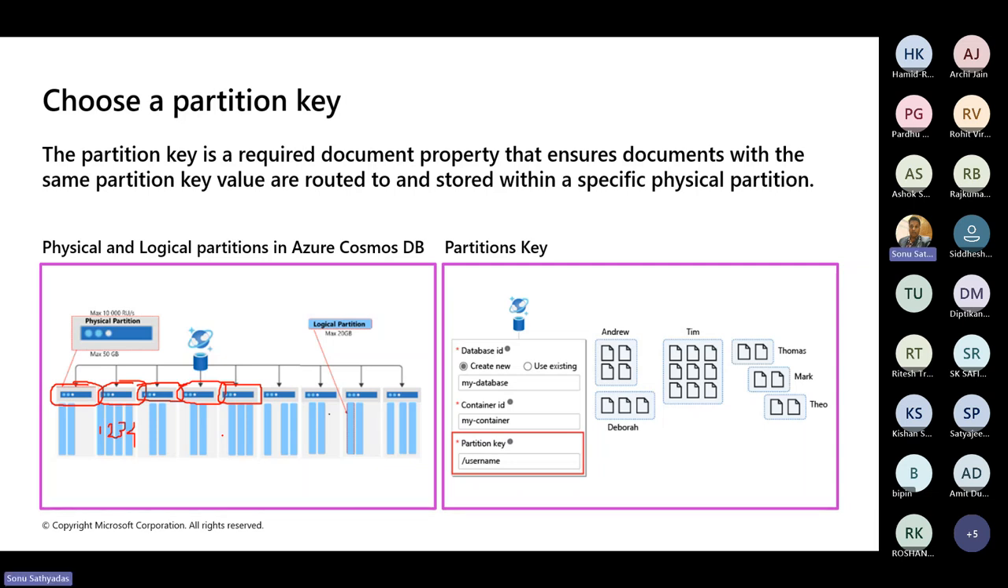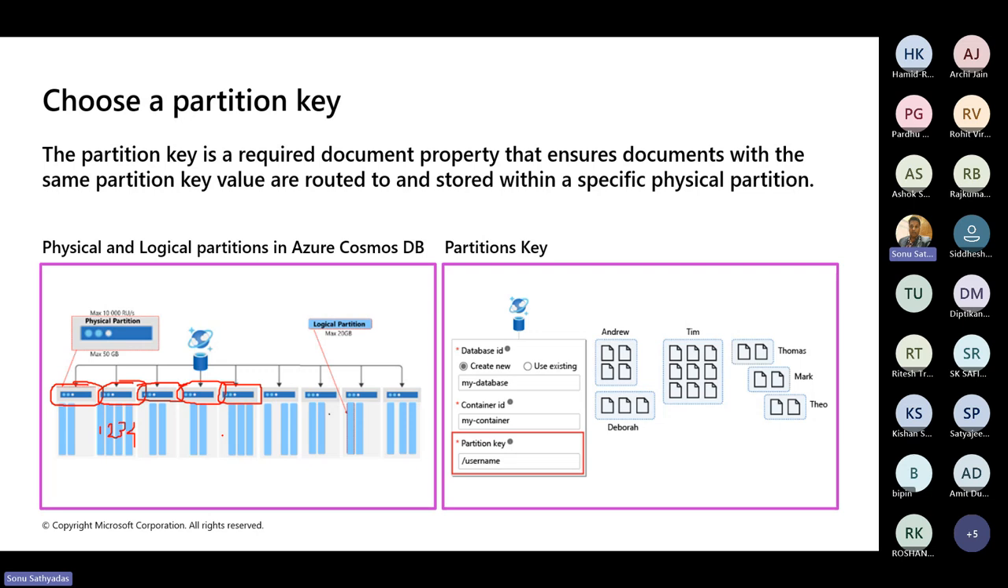What is the difference between physical and logical partition? For your understanding, I said 100 TB is one disk storage. Suppose I have 500 TB of data, then I have to use five different physical disks. Each physical disk we can consider as a physical partition. But inside one disk, we can store multiple employee groups, meaning multiple departments' data. Suppose one disk may store three departments' data, another disk will store four departments' data, like that. So one physical partition can store multiple logical partitions. The partition key is a required document property that ensures documents with the same partition key value are routed to and stored within the specific physical partition.